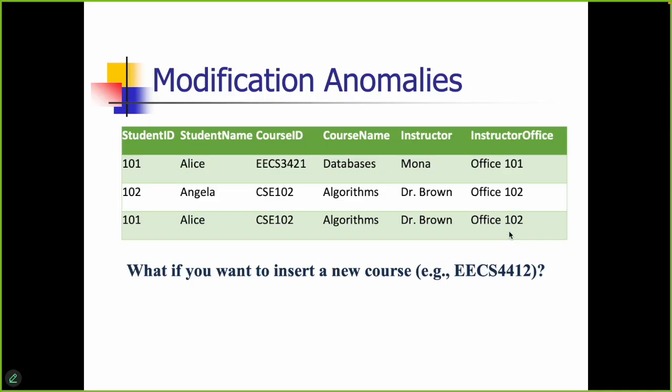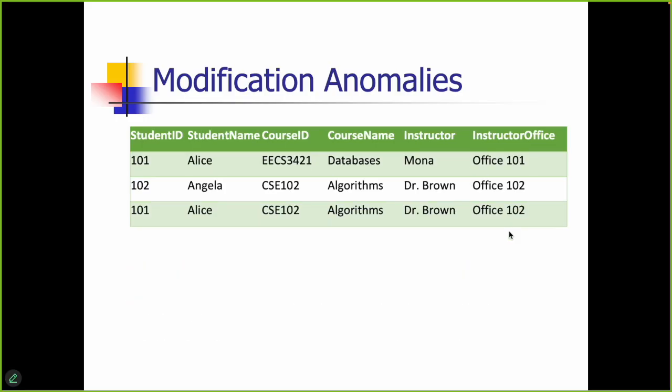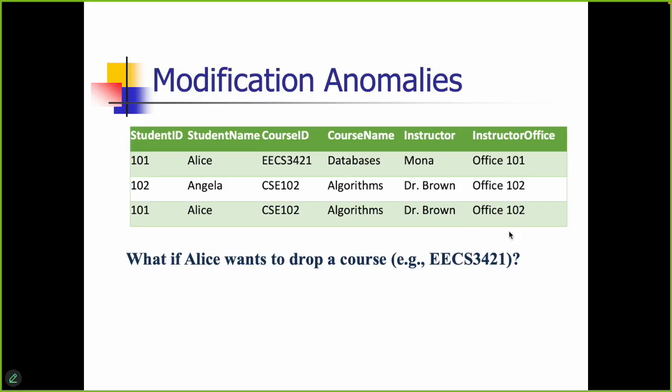Let's say you want to insert a new course like ECS 4412. In this table, as you can see, we have information about student, course, and instructor. If no student has enrolled in this course yet, you cannot add the course or instructor information, right? This is an example of insertion anomaly. Then we had an example of delete anomaly: if you delete a course, let's say ECS 3421, you also lose the information about the instructor, because Mona is only teaching the database course, and if you remove database, you also lose my information.